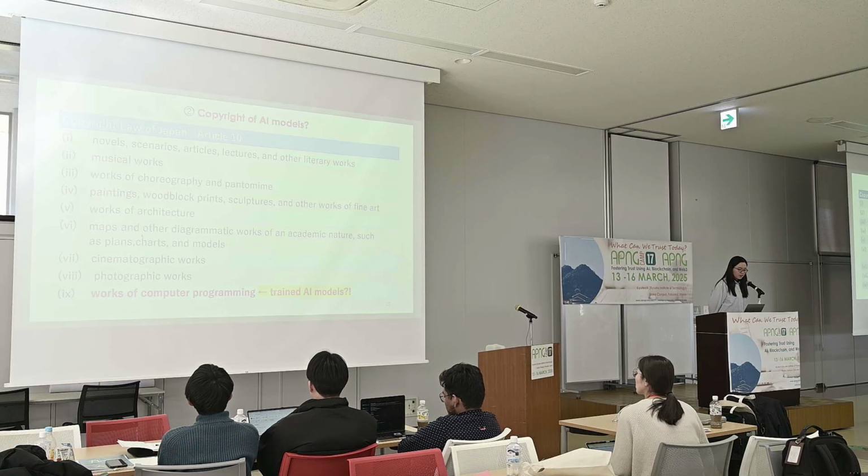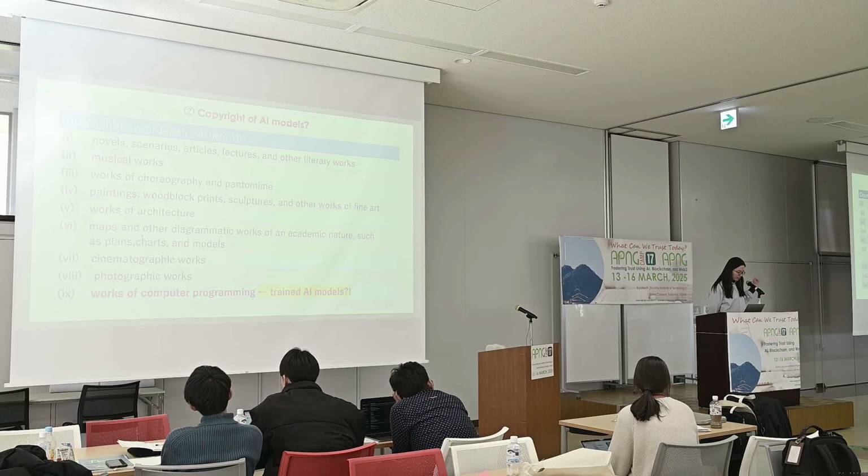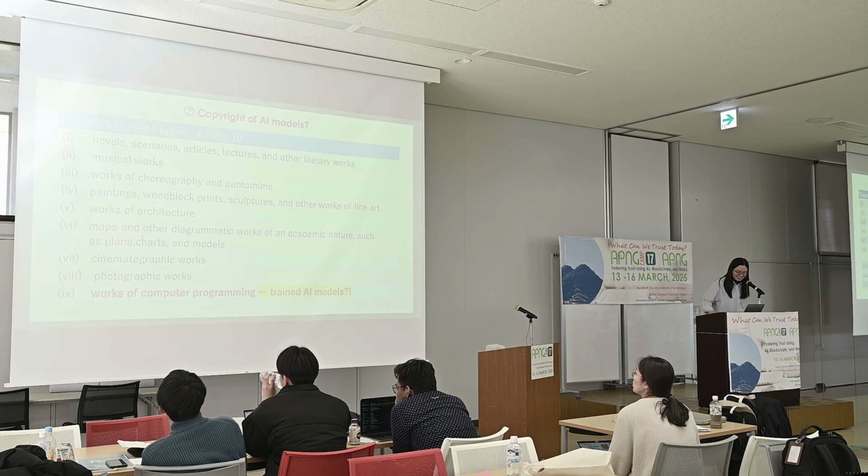According to the copyright law of Japan, there are about nine or ten items that can be copyrighted. So far, I think most of the time the trained AI model was included in the last one, computer programming. But in some cases some people still try to claim that programming and AI model are not exactly the same thing. So should it belong to this one or not? So far there is no solution.